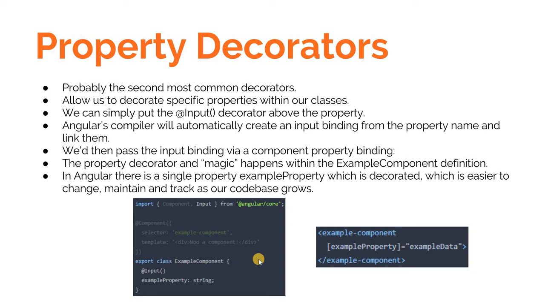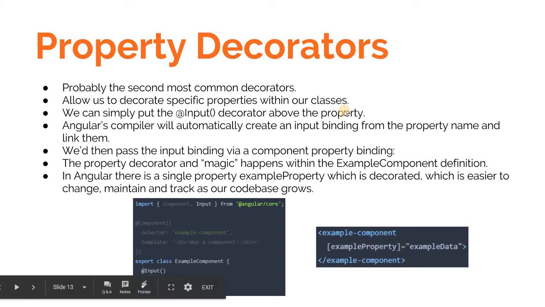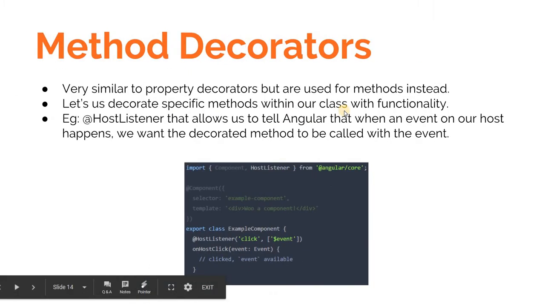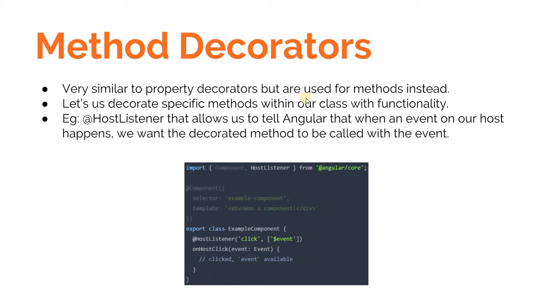Okay, and in that case you'll just have to change that name inside this example component. After that we have the method decorators, and these are very similar to the property decorators that we have in Angular, but they are used to decorate the methods in our class.